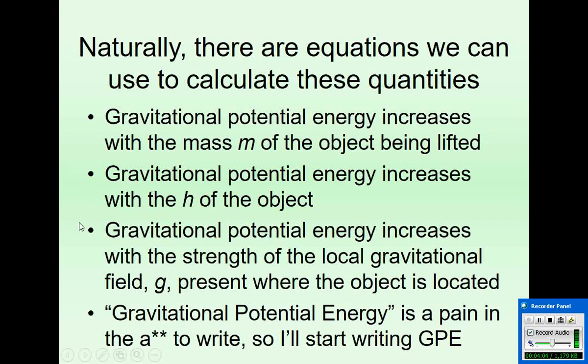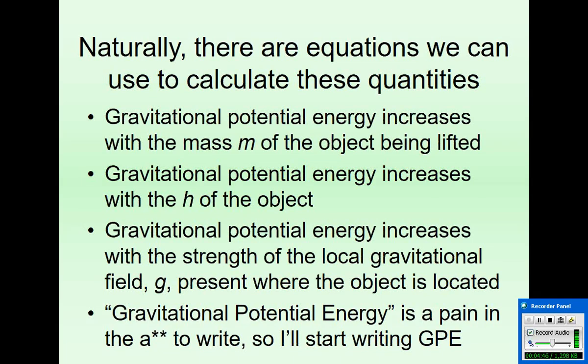Let's take a look at the situation for gravitational potential energy. What affects gravitational potential energy? The mass of the object. A heavier object, when you release it to fall, is going to create more kinetic energy. The height from which you release it affects it. The greater the height from which you release it, the more kinetic energy it can build up. And then finally, the strength of the gravitational field. Now, you can lift it here on the surface of the Earth. You lift it the same distance on the surface of the Moon. It's not going to build up as much speed, so it's not going to build up as much kinetic energy.